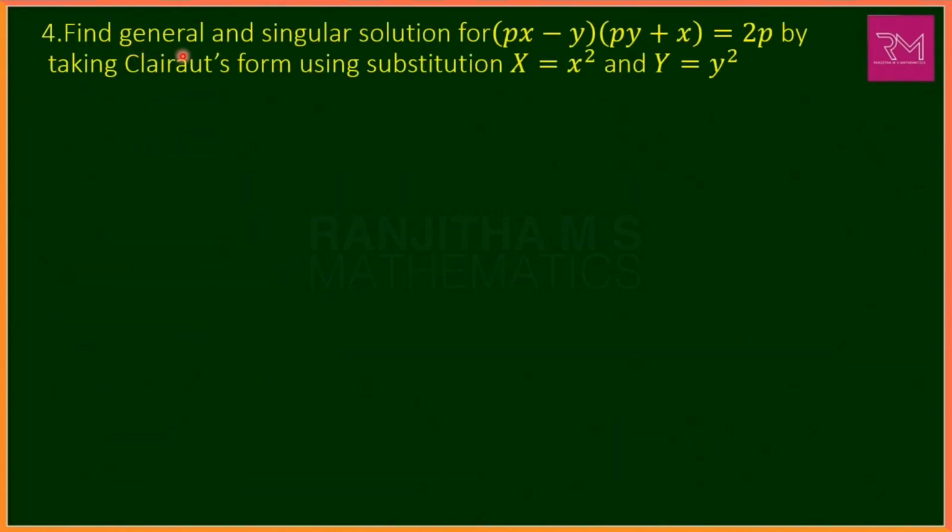Here is another problem. Find general and singular solution for (px minus y) into (py plus x), which is equal to 2p, by taking Clairaut's form using substitution X is equal to x square and Y is equal to y square.